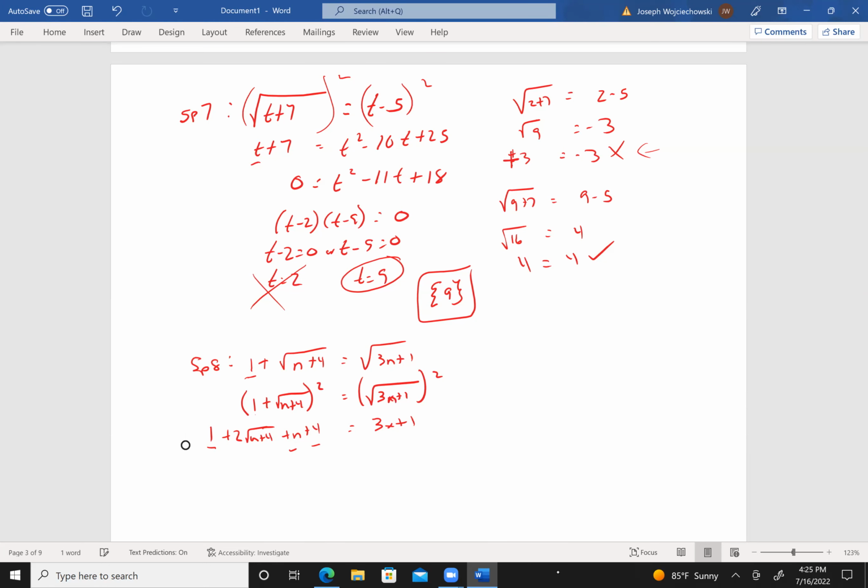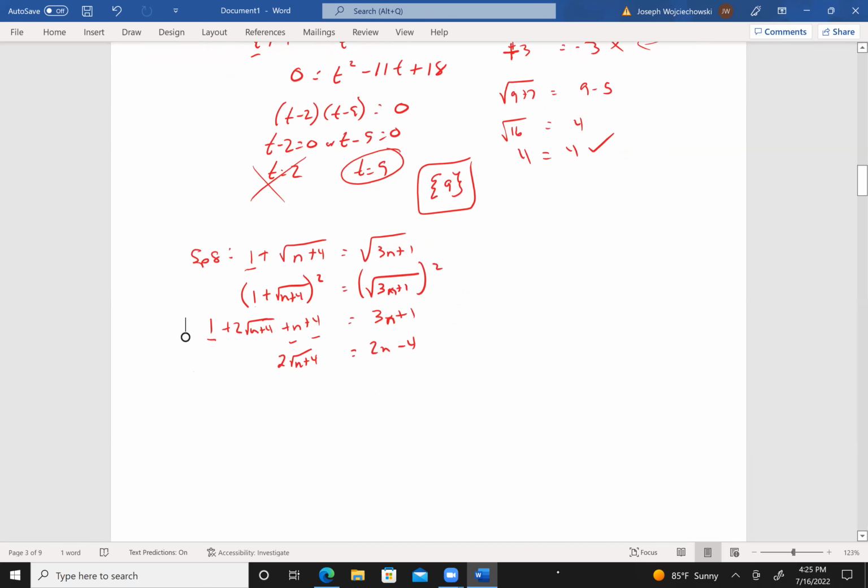So subtracting the n, I get 2n. Subtracting the 5, I get minus 4. That leaves me with 2 times the square root of n plus 4. Now again, we want to isolate the radical, so we need to get rid of this 2 as well. Divide everything by 2 and get the square root of n plus 4 equals n minus 2. So again, square both sides. Here I get n plus 4. Here I get n squared minus 4n plus 4.